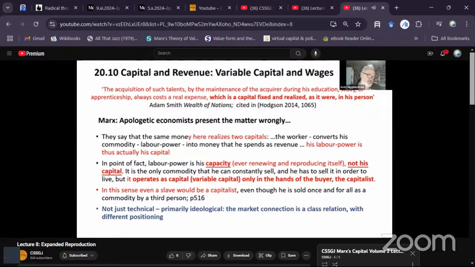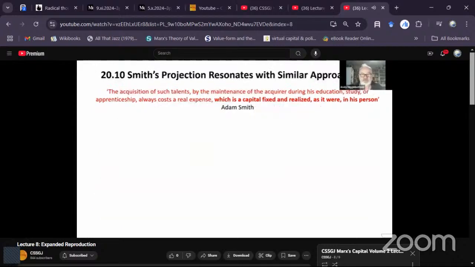This is not a technical point, really. This is primarily an ideological point, right? The market connection is still a class relation, and the two class parties are connected as buyers and sellers, but they have very different positioning in that market relation.